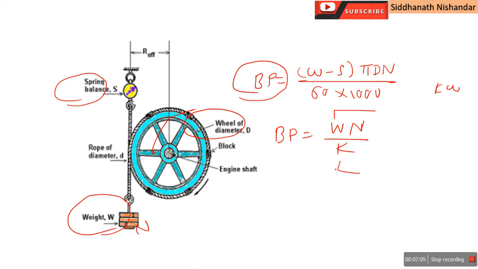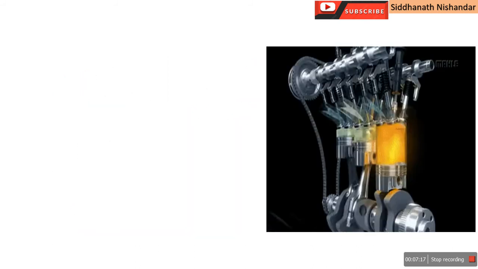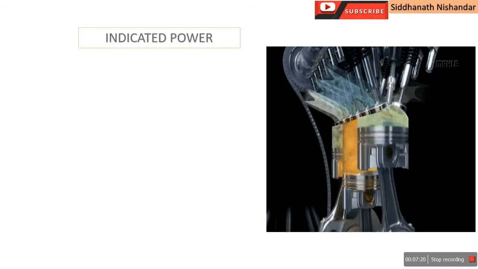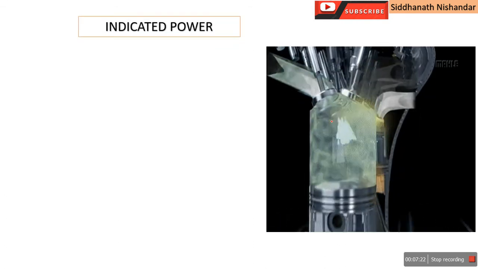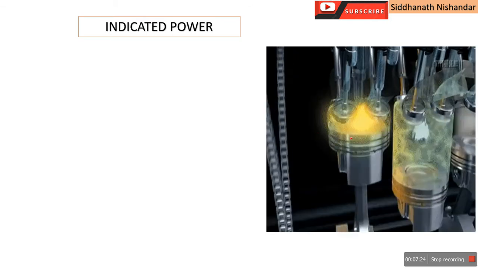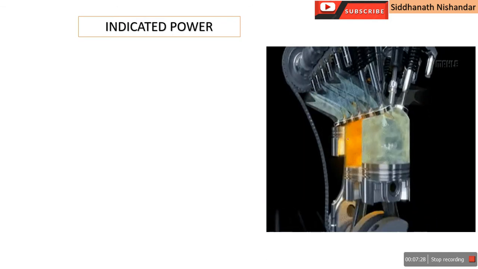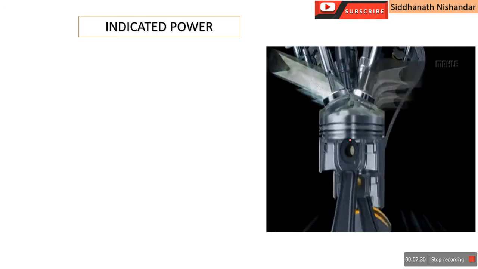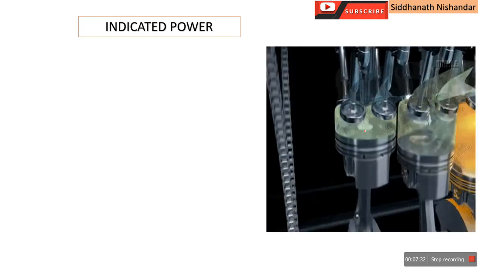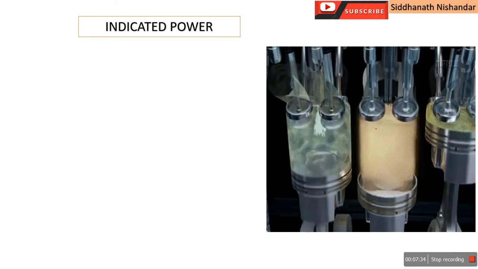This is if you take the reading on the hydraulic dynamometer. These are the few concepts of how to calculate the brake power, the power available at the crankshaft. Now we see the concept of indicated power. I just told, now the power is developed inside the combustion chamber at the end of compression. If a spark is produced and that heat energy is converted into mechanical energy, that is the indicated power, the power available inside the cylinder.